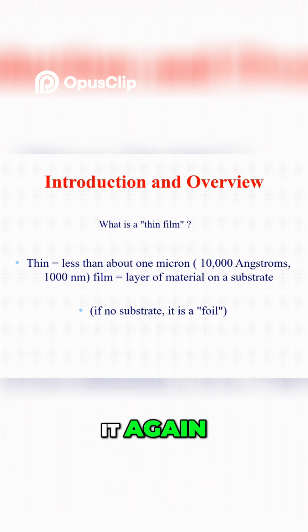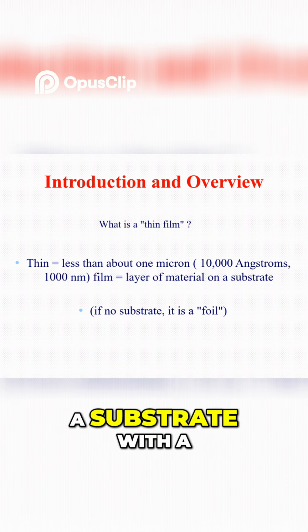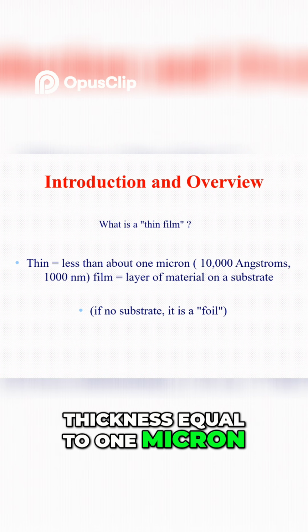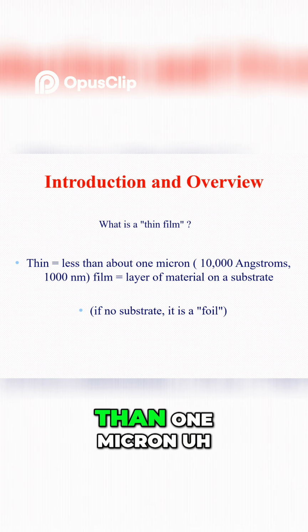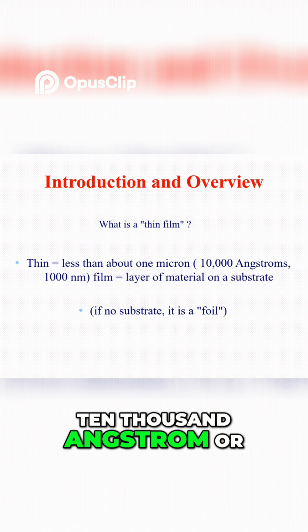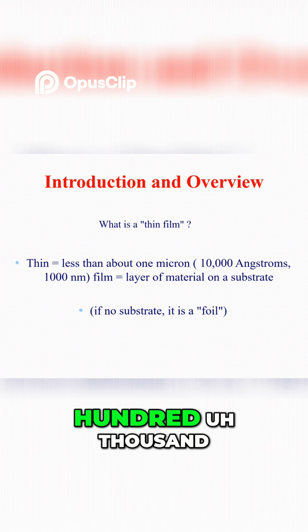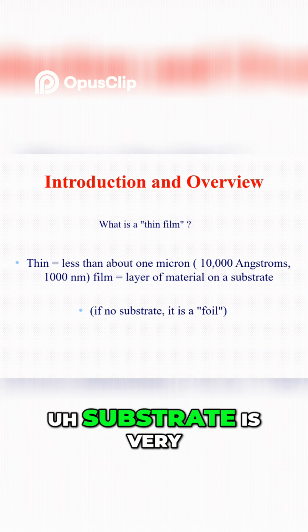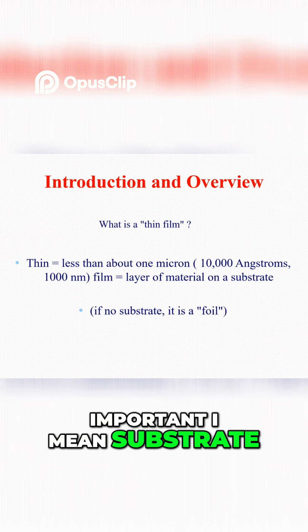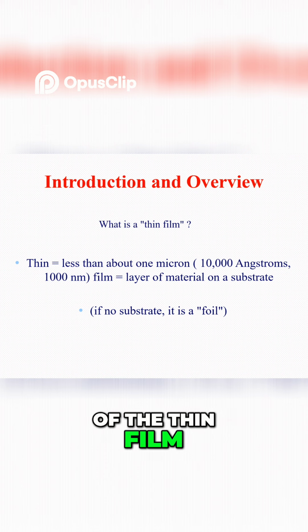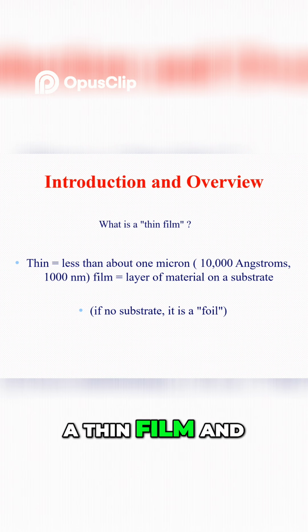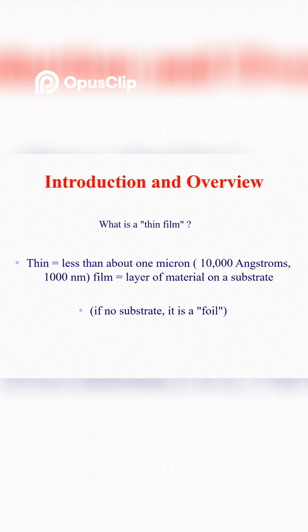So let me repeat it again. The formal definition of thin film: a thin film is a layer of material on a substrate with a thickness equal to or less than 1 micron, 10,000 angstrom, or 1,000 nanometers. And again, substrate is very important. Substrate is an essential part of the thin film. If no substrate is involved, you cannot call it a thin film, then it is a foil.